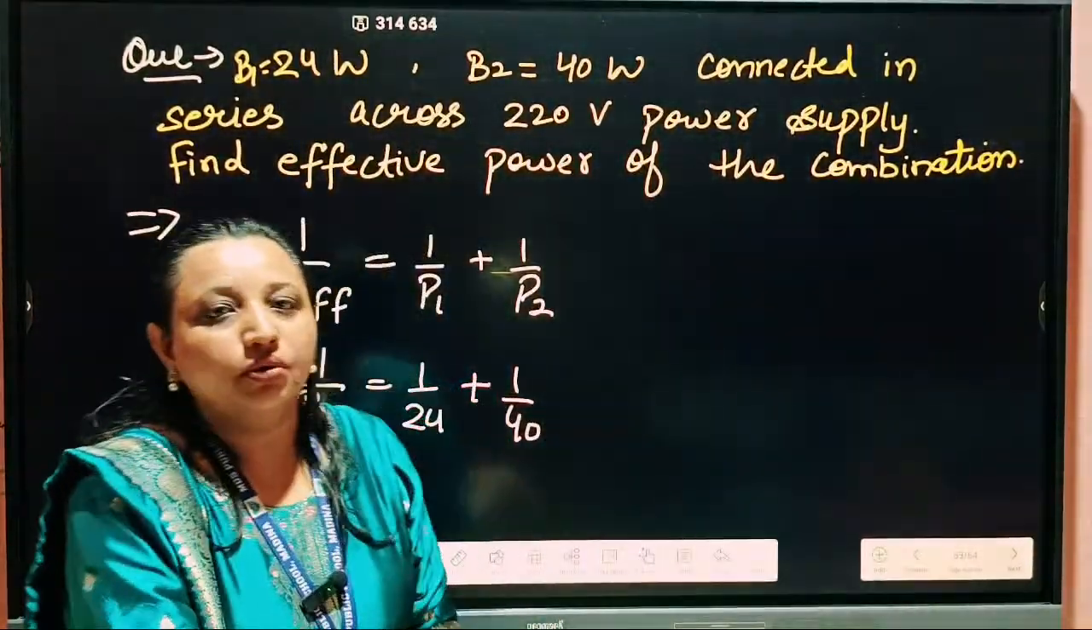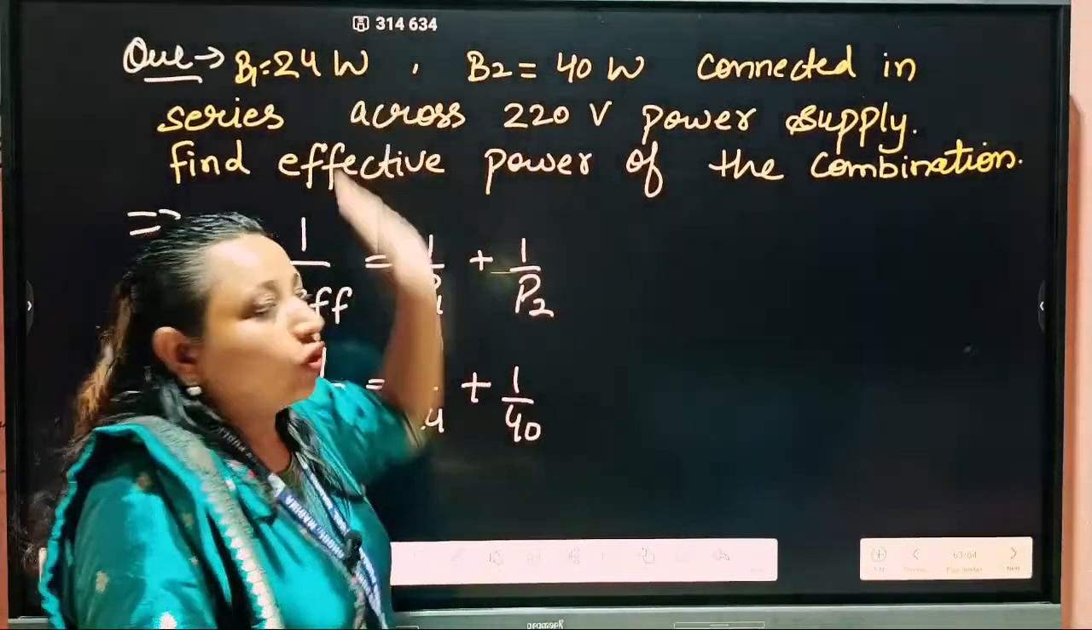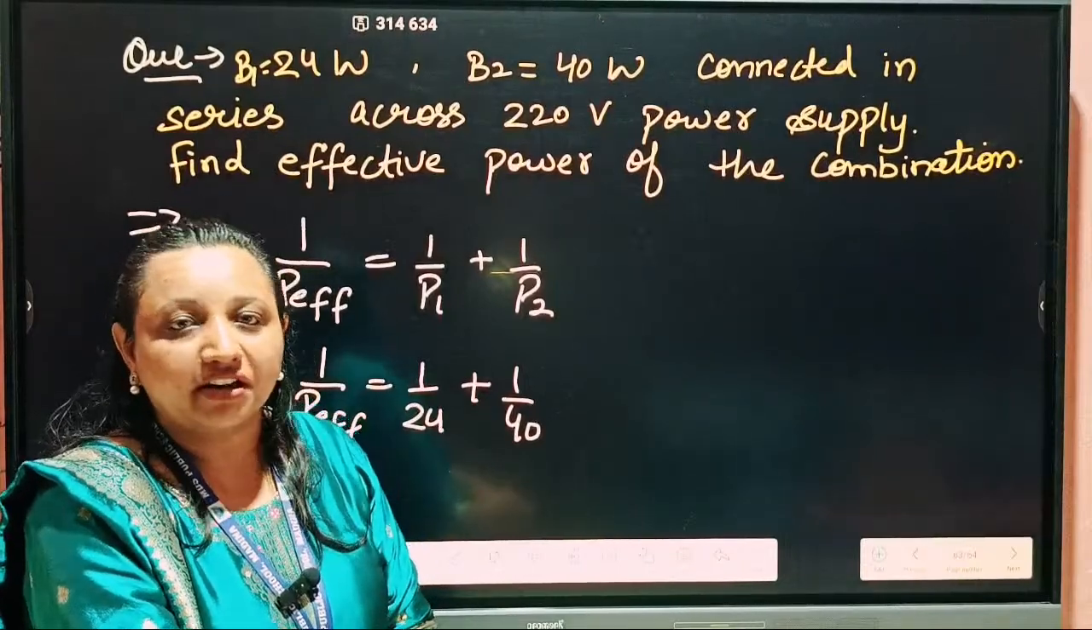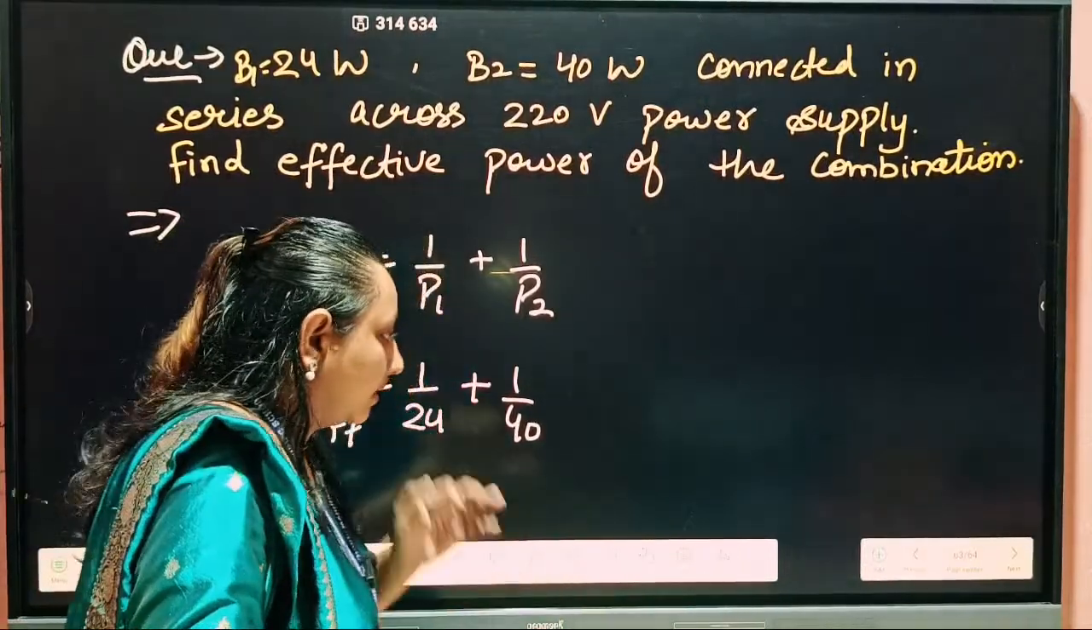It is an assignment for you: if we have two bulbs of 24 watt and 40 watt, connected in parallel combination, you have to find the effective power of the whole combination, right?